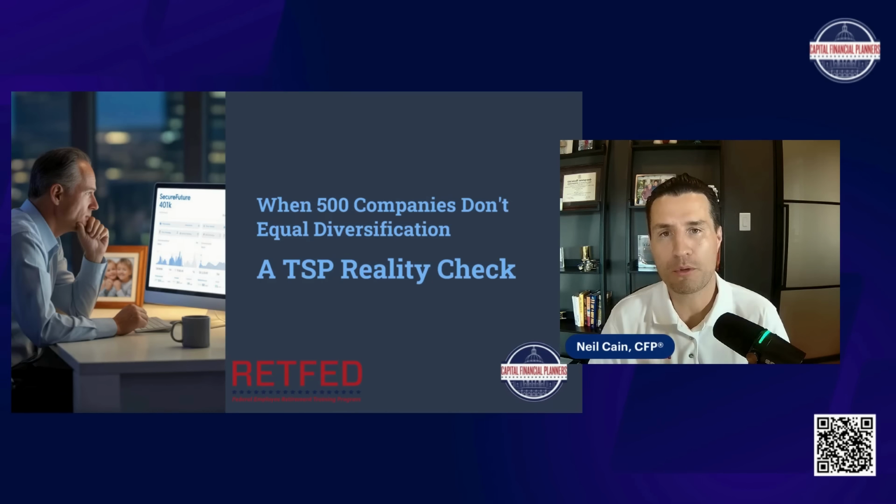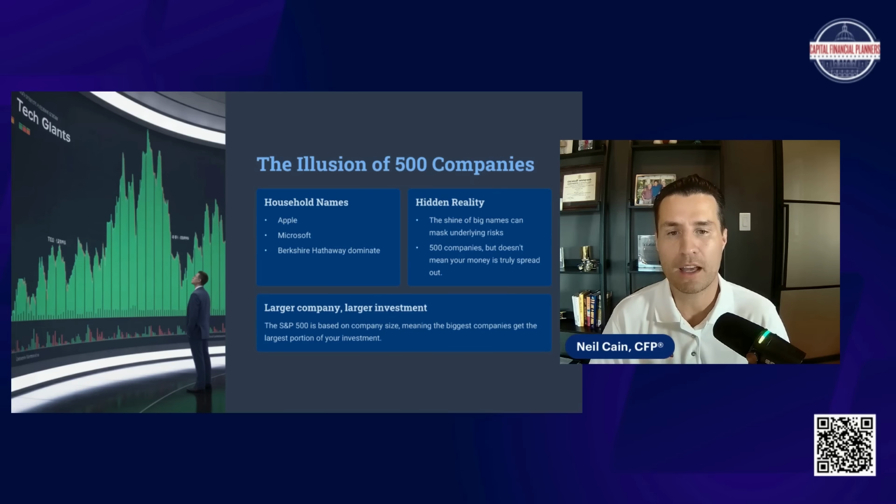Today, I'm going to be walking you through one of your most used funds in the TSP, which is your C Fund. The C Fund is represented by the S&P 500 index, market cap weighted. A lot of people have a distorted reality of what their C Fund is really comprised of. They understand that there are household names like Apple, Microsoft, Berkshire, Amazon in this index. But the hidden reality is that the smaller, less prominent names in this index are really underrepresented.